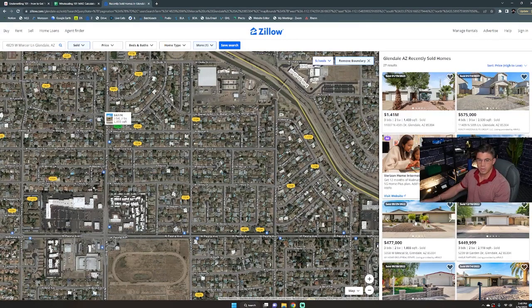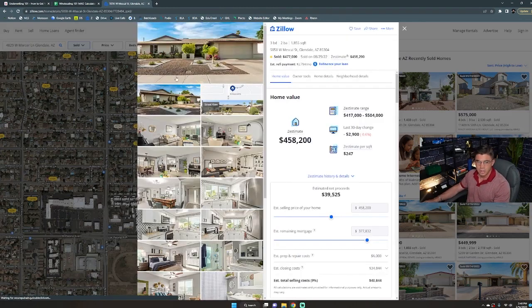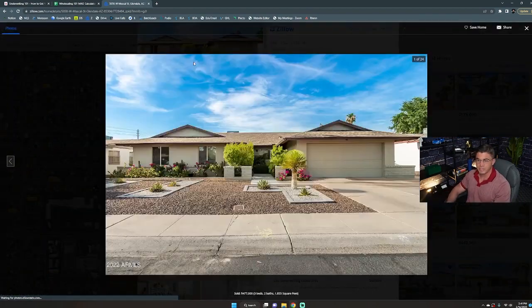And this is just kind of what I'm doing, guys. I just sort by price high to low, and then I go through these trying to find a good comp. Here's a 477, 1,855 square feet, and it's in our neighborhood. Let's check this one out. Okay, boom. This is a perfect ARV comp.